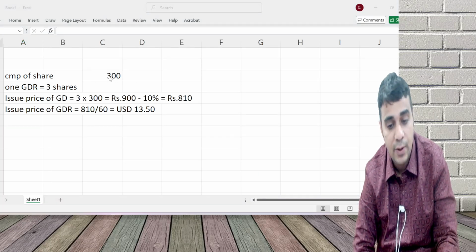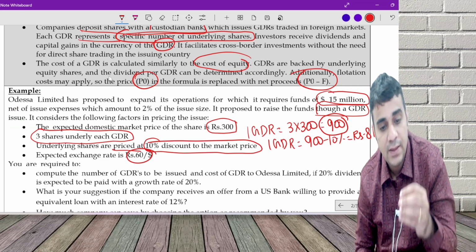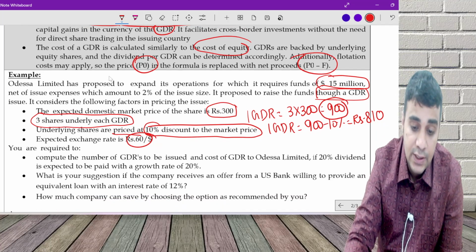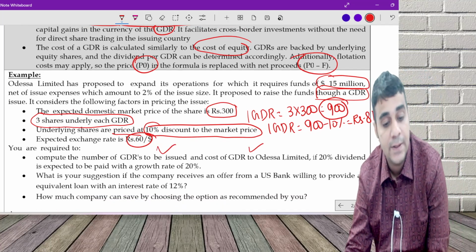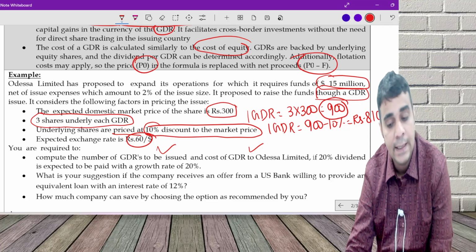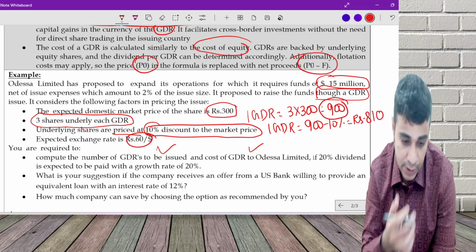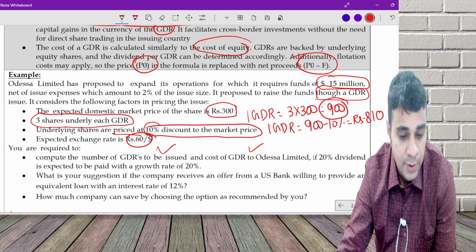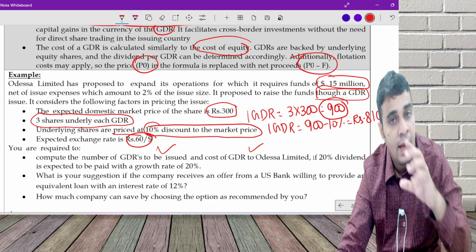How much money do I want to raise? I want to raise 15 million with issue expenses of 2%. Compute the number of GDRs to be issued. Then the cost of GDR, if 20% dividend with a growth rate of 20%. What is your suggestion if you can take a loan at an interest rate of 12%? I'll explain this as we proceed. And how much can the company save by choosing the recommended option? My main focus is part 1, number of GDRs and cost of GDR.